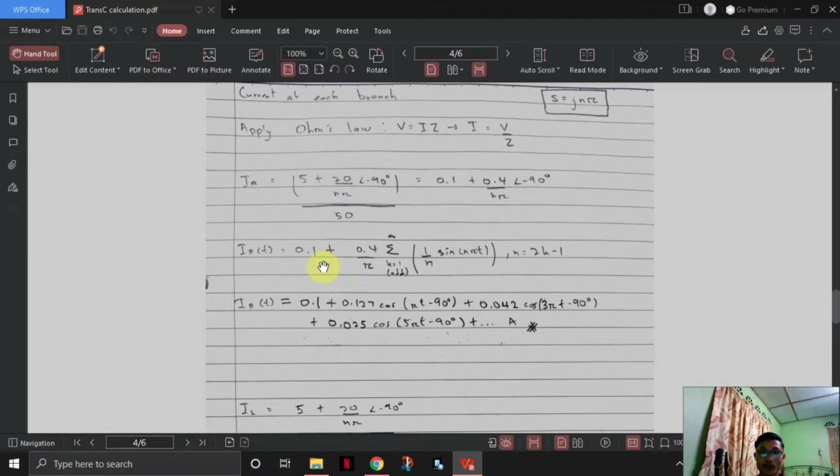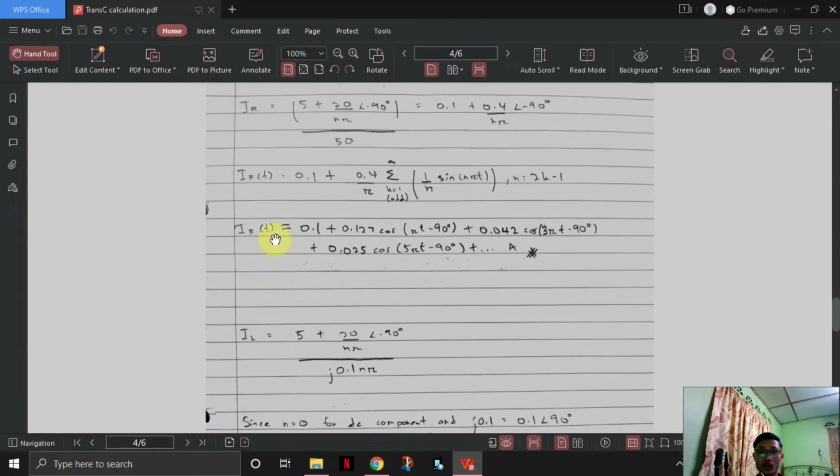0.1 plus 0.4 over pi, and then we multiply by 1 over n sine n pi t, where n has the value 2k minus 1, and then we input. So we'll get the IR response with t equal to 0.1 plus 0.127 cos pi t minus 90 degrees plus 0.042 cos 3 pi t minus 90 degrees plus 0.025 cos 5 pi t minus 90 degrees ampere, and so on for the response with time.